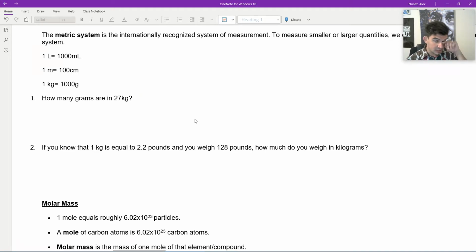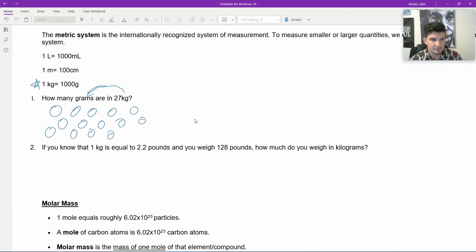So for example, if you needed to know how many grams there were in 27 kilograms, we're trying to go from kilograms to grams. Well, according to our conversion right here, we know that 1 kilogram is worth 1,000 grams. So imagine I had 27 little coins here. So 3, 6, 9, 12, 15, 18, 21, 24, and 27. So let's say each one of these coins represented 1 kilogram.